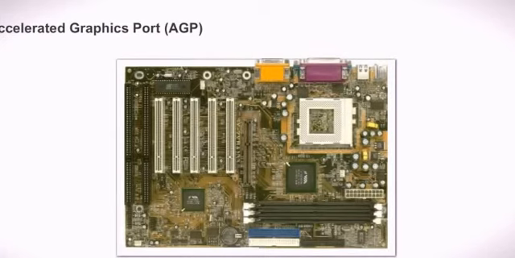The Accelerated Graphics Port (AGP) bus is over twice as fast as the PCI bus. It is widely used for graphics and 3D animations and is replacing the PCI bus for the transfer of video data.